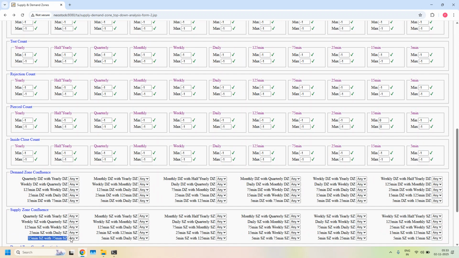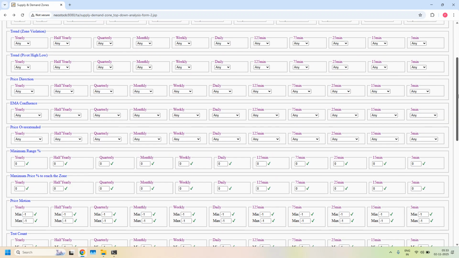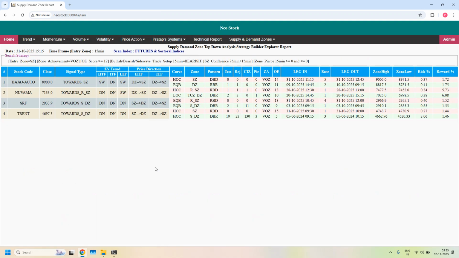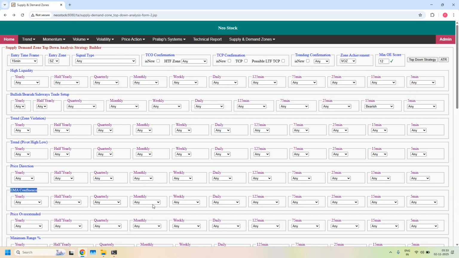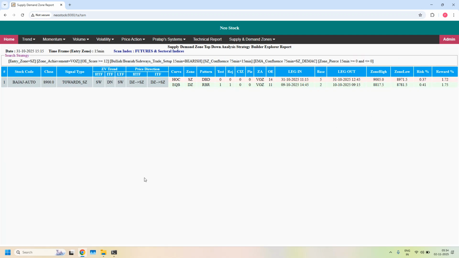First step, I am applying the 15 minutes and 75 minutes supply zone confluence filter. We got 4 stocks. In all the 4, the 75 minute trend is downtrend. So let's further filter based on EMA confluence at the 75 minute supply zone with the daily EMA confluence. So we got 1 stock. So this 15 minute supply zone might have a higher probability to succeed, provided less than 20 checklist items are satisfied. Otherwise, higher chances of zone violation.